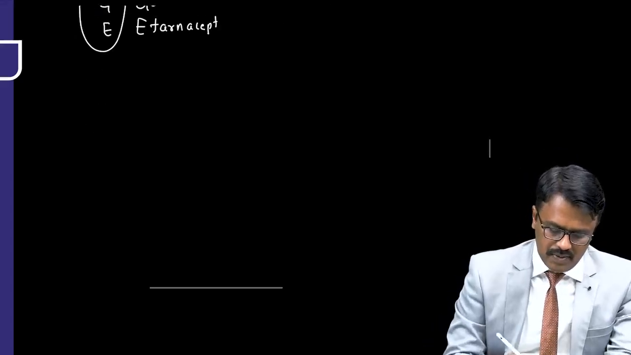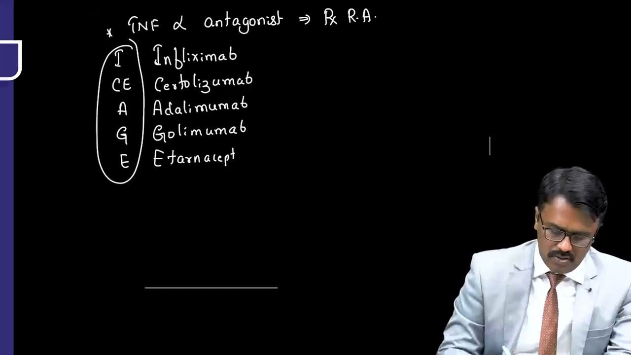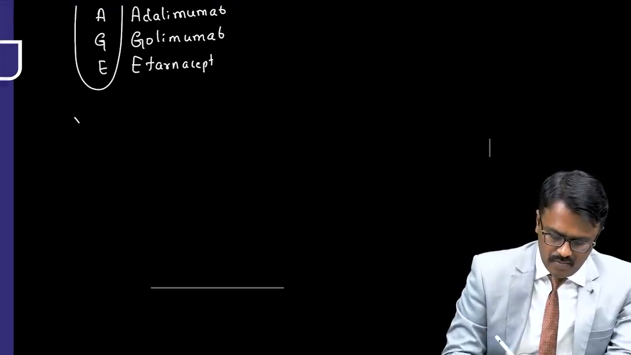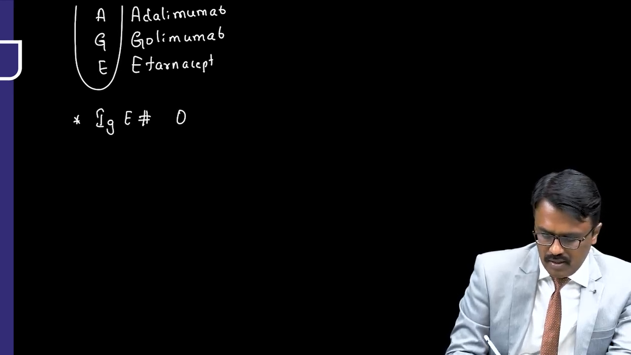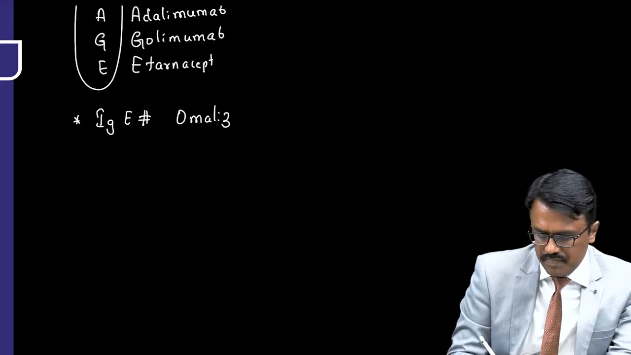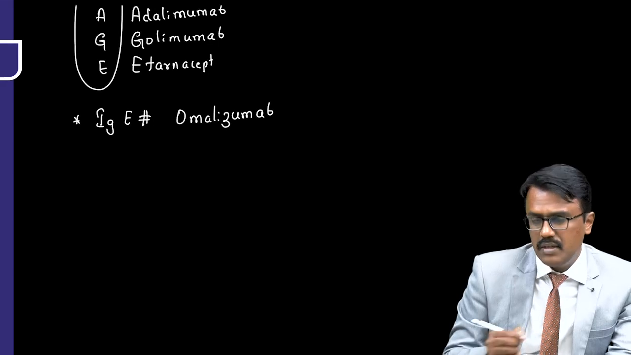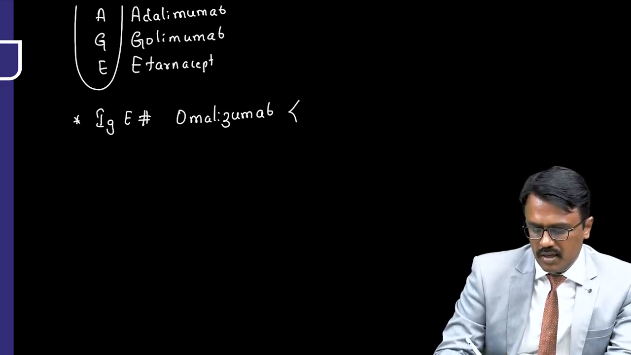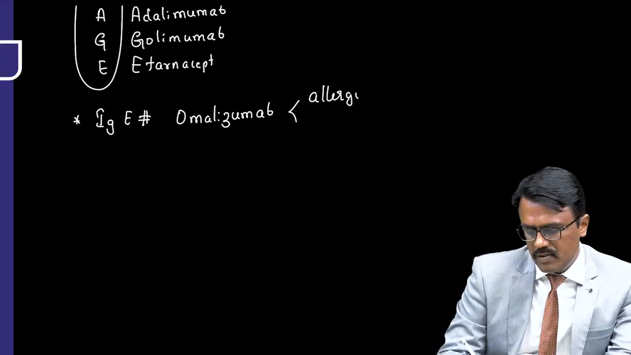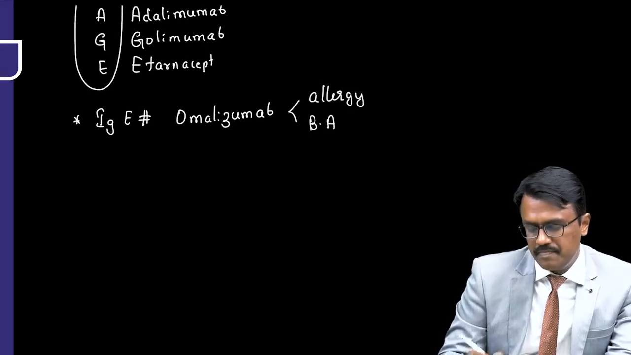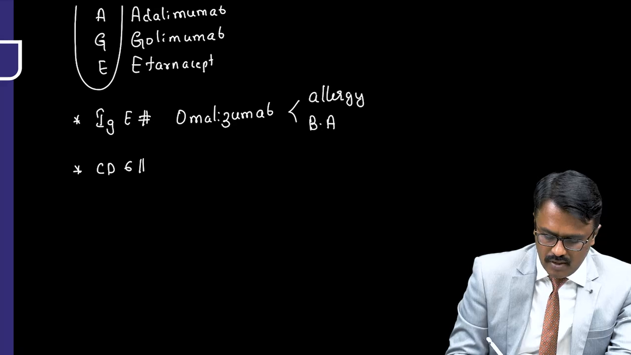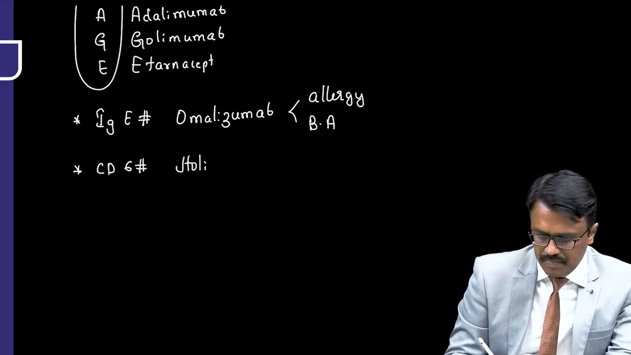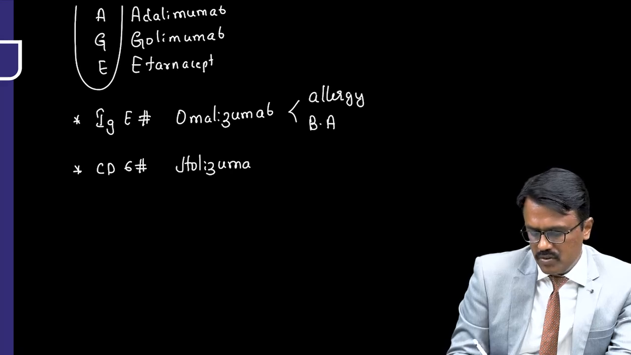Now, other ways of suppressing immunity: one is we blocked the TNF. You can also block immunoglobulin, for example, IgE. So IgE can be blocked, and the name of the drug is omalizumab. Omalizumab is a monoclonal antibody used for treating allergy as well as bronchial asthma. You can also block other CD factors like CD6. The blocker is called itolizumab. Itolizumab is used to treat psoriasis.